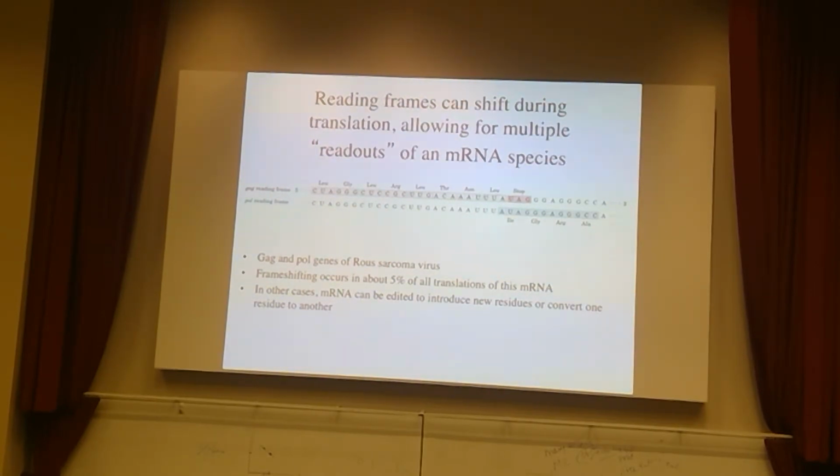And here we are. Altered reading frames. Right? So, okay, this is for a Rous sarcoma virus. And the anticipated reading frame is going along. Okay, we know the start, and it's coming along to the end of this particular gene. And leucine, glycine, leucine, arginine, leucine, threonine, asparagine, leucine, and then we hit our UAG. That's a stop codon. And that's where the message generally ends.